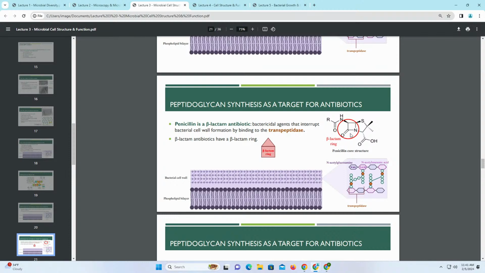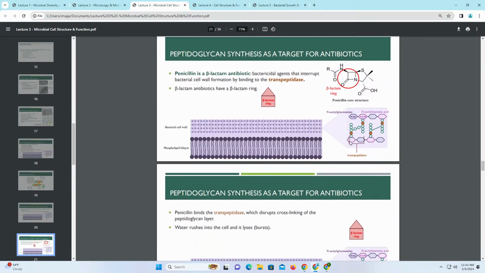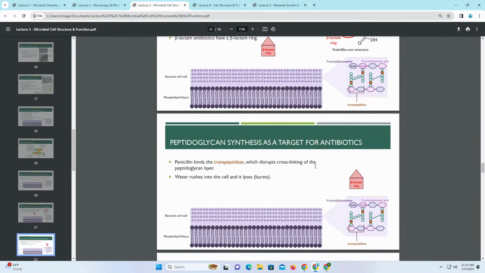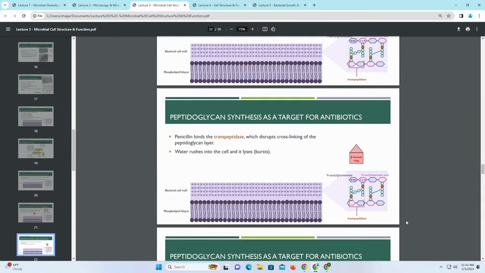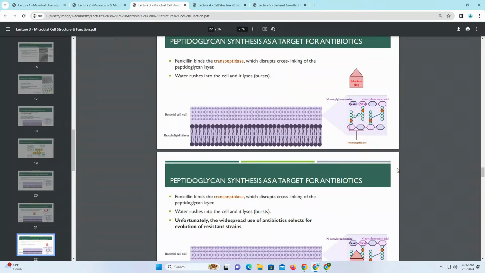And so this is able to go in and bind the transpeptidase. If it binds to the transpeptidase, then the transpeptidase can't do its job and cross-link these amino acids and these sugars. So it disrupts this cross-linking, and then the cell wall isn't intact anymore, so water can rush into the cell and it can lyse and burst. That's what happens.